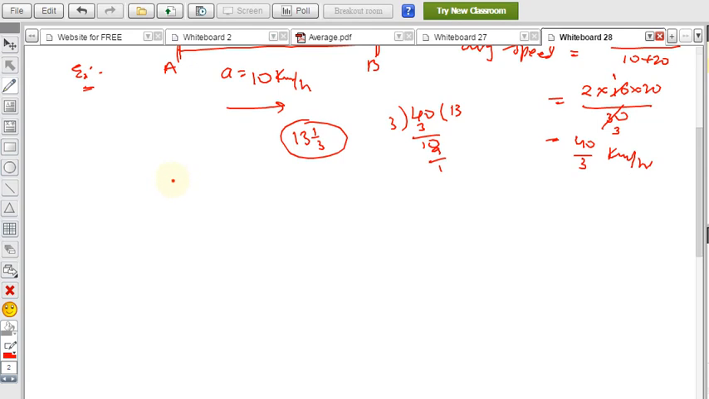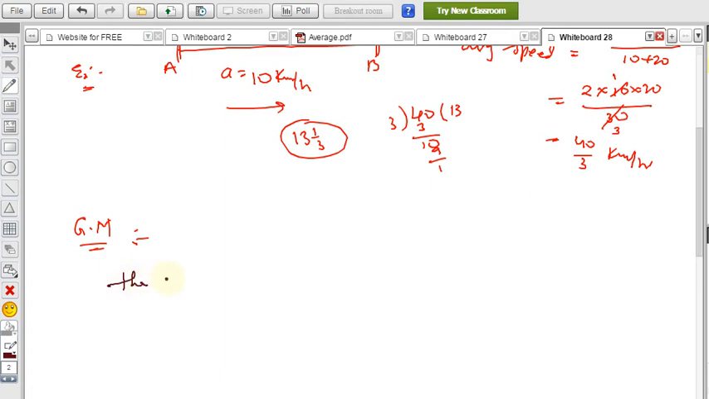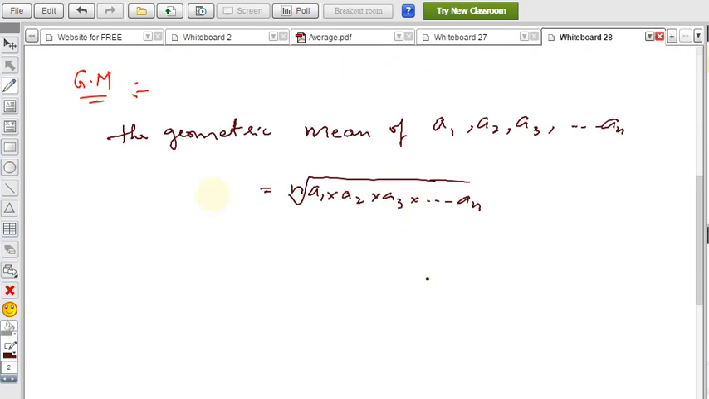Now regarding geometric mean also, I'll give you a simple question. The geometric mean, GM, you'll see in progressions, this topic, all clearly in that. The geometric mean of a1, a2, a3, and so on up to an is given by the nth root of a1 into a2 into a3 into so on an. This is the geometric mean.